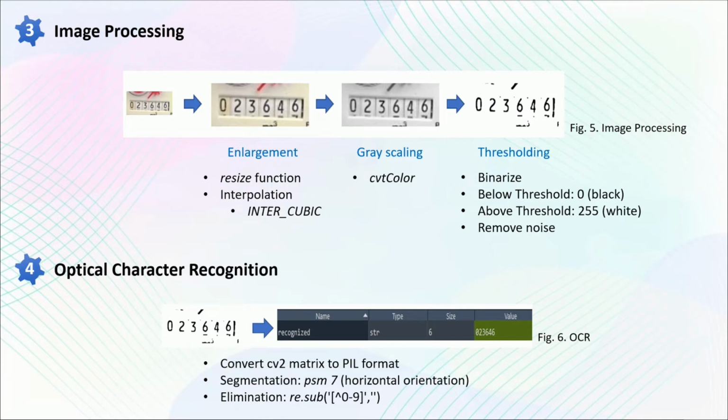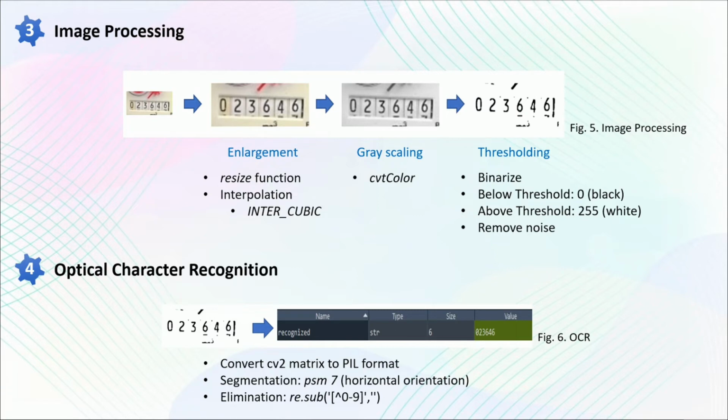Subsequently, the enlarged ROI is converted to grayscale using the cvtColor function. It is then thresholded to binarize the grayscale image into black and white only by converting the value of each pixel to either 0 or max, depending on the threshold defined. It can be observed that most of the noises have been removed.